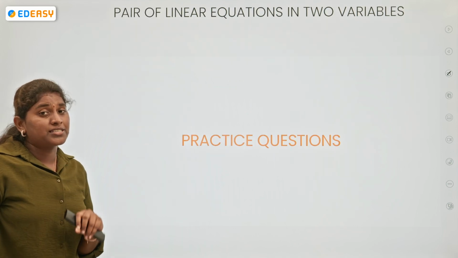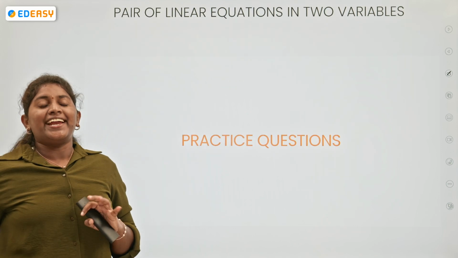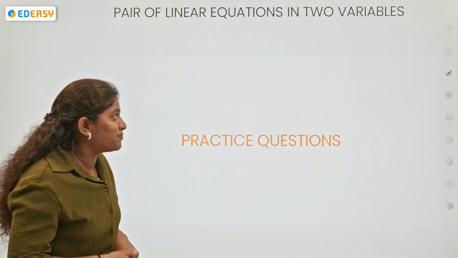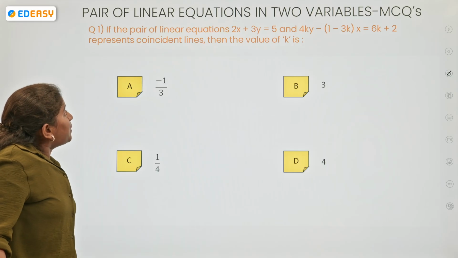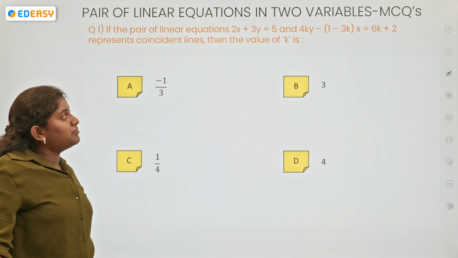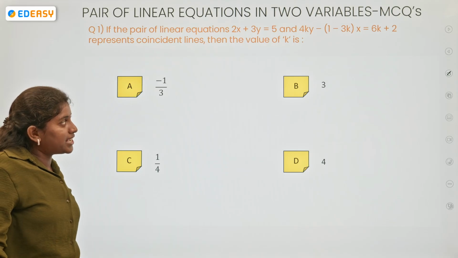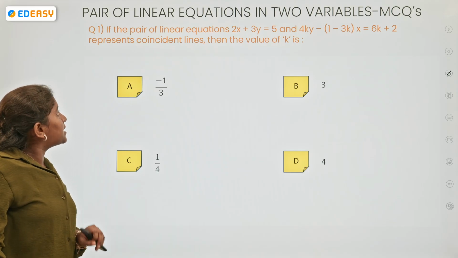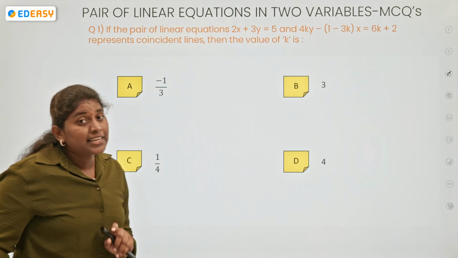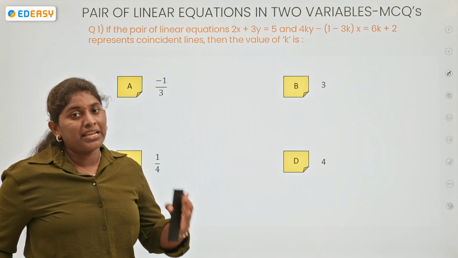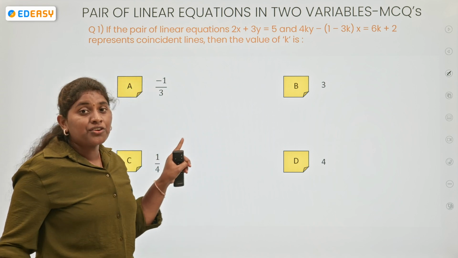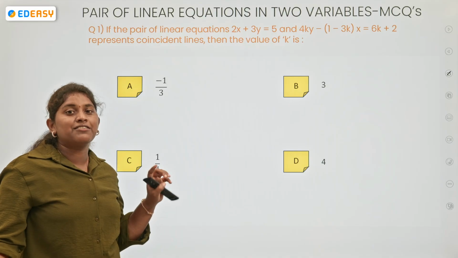Moving to the next, we brought some practice questions for you, and let's see how many of you will answer them correctly in your chat section. Next, if the pair of linear equations 2x plus 3y equals 5 and (4k minus 1)y minus 3k into x equals 6k plus 2 represents coincident lines, then the value of k is. Coincident lines means we have infinitely many solutions. Now what is the relation between the coefficients? a1 by a2 equals b1 by b2 equals c1 by c2.